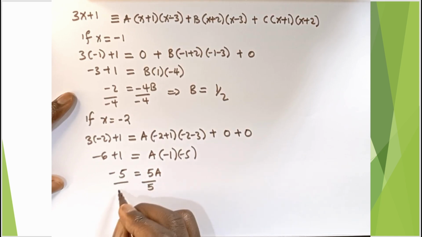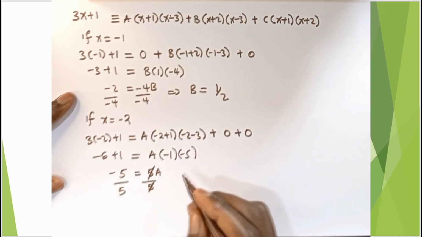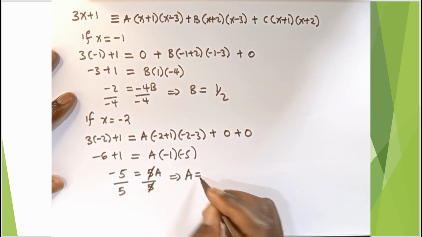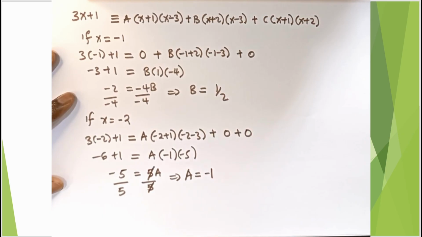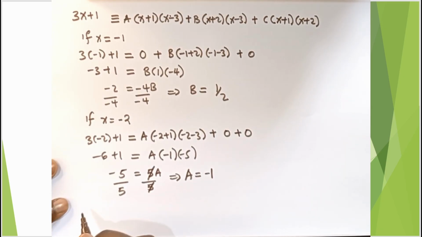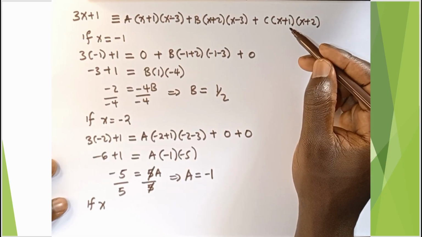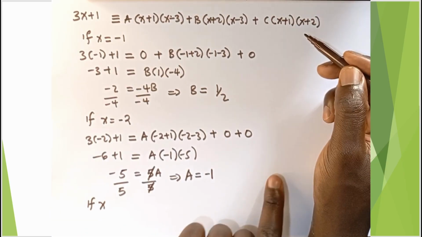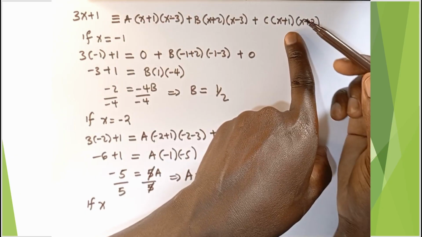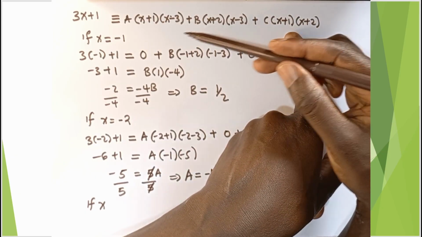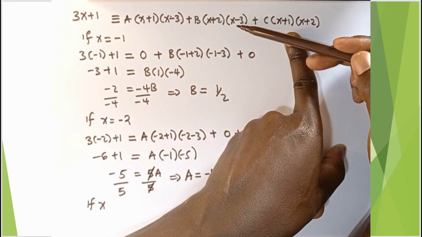Dividing through by 5, we have our a as negative 1. Now if that is done, and I go to getting c, so if I want to get c, I have to eliminate a and b. So what will eliminate a and b is making, if you look at, if I want to get c, I want to eliminate b and a, I'll have to make x as 3.